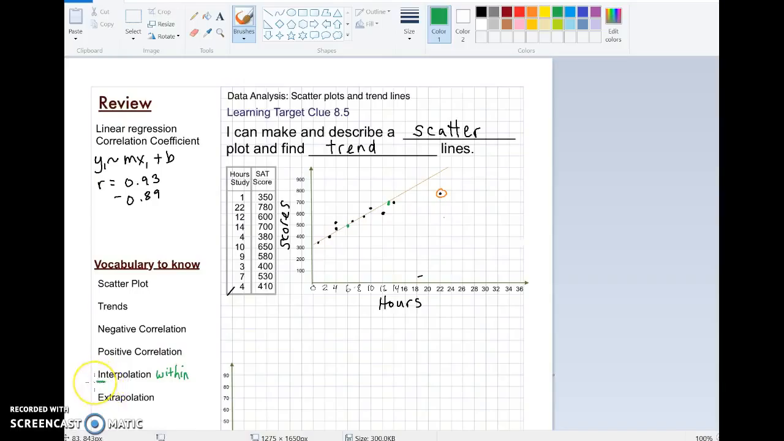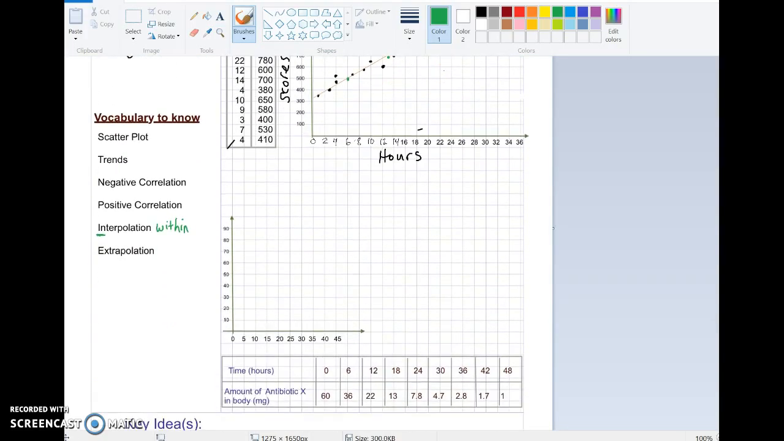Extrapolation means I'm going to look outside the data. I'm going to predict beyond my data points. So that means if I say that 14 is where I'm ending and not my 22, then beyond my data would be, what if I studied for 18 hours? Then I could say, oh, my score might be 850. So that's what interpolation and extrapolation mean. Now what I want us to do, so we'll say outside here.